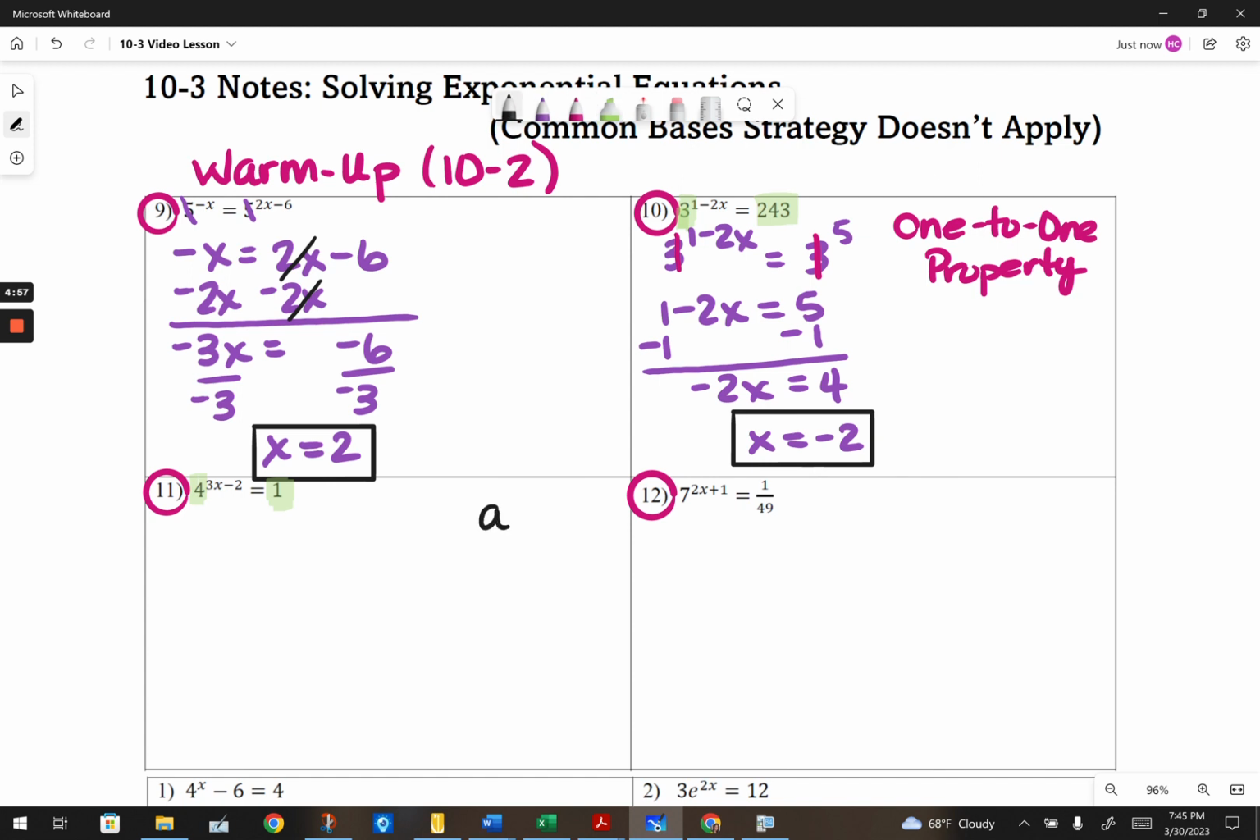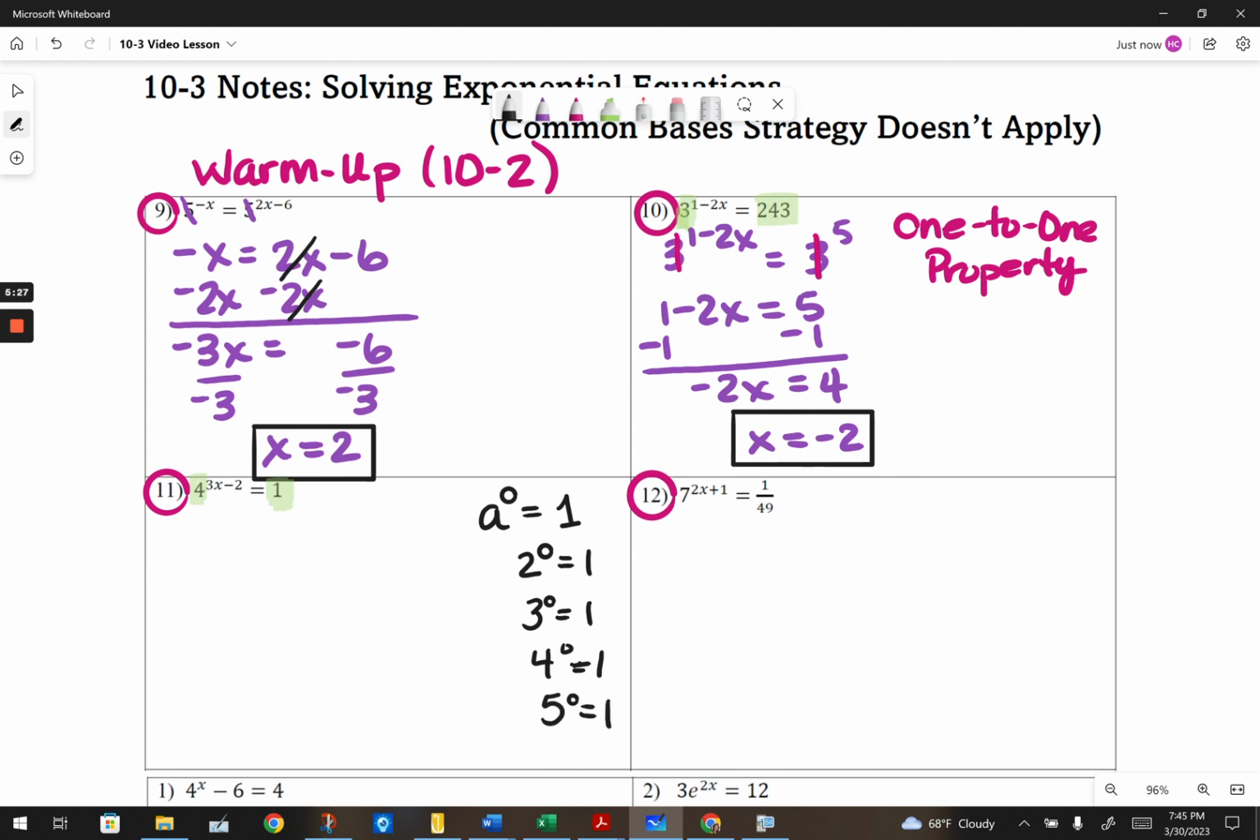What you need to remember with number 11 is that any number raised to a power whereby the power is 0 will always, always end up being equal to 1. Okay? So 2 to the 0 is 1. 3 to the 0 is a 1. 4 to the 0 is a 1, and so forth.